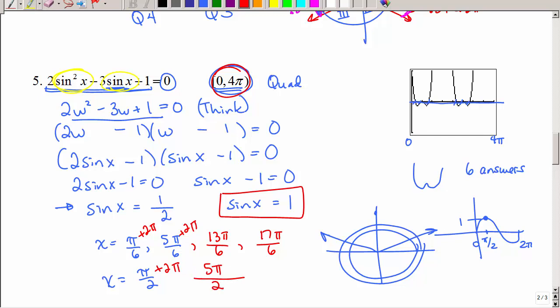In total, let's count our answers. 1, 2, 3, 4, 5, 6. And looking back at that graph, this equation crossed the x-axis, or y is equal to 0, 6 times. So it does correspond.